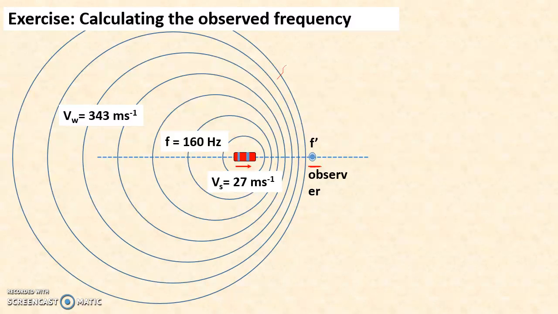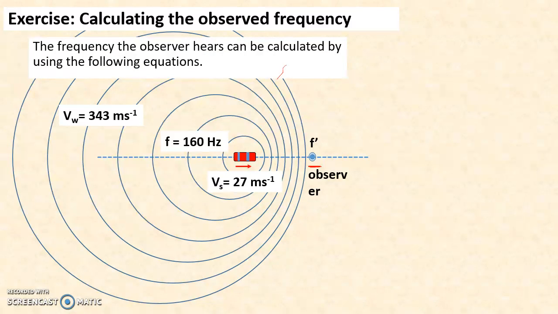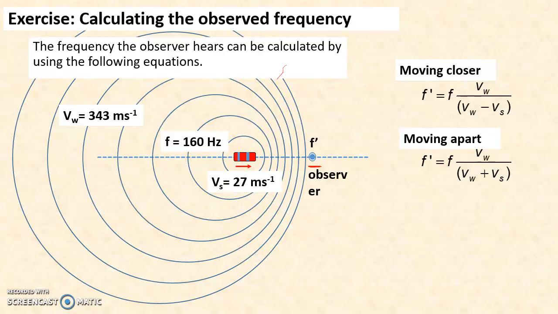So there are two equations that we use to solve this type of problem, and often they're put together as one, but I've just put in each version here. If they're moving closer or going towards, we have this equation here, and if we're moving away, we get this equation. Obviously, in this case, the source is going towards the observer.